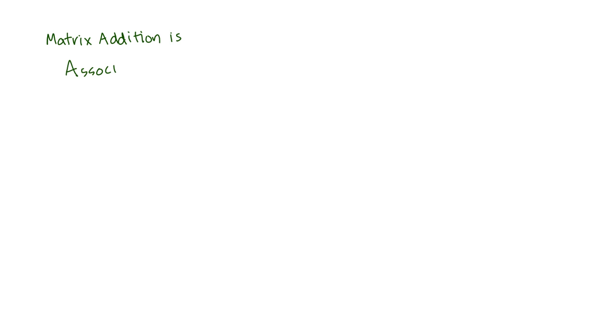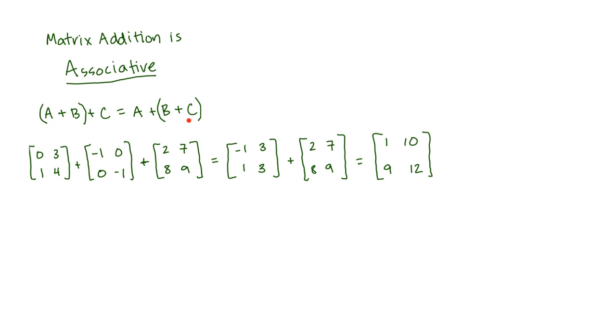Another property that matrix addition has is that it is associative. Associativity means you can group things in an addition problem in any order you'd like. So if we have three matrices, A, B, and C, we can add matrix A and B first and then add C. Or we could add matrix B and C first and then add A.